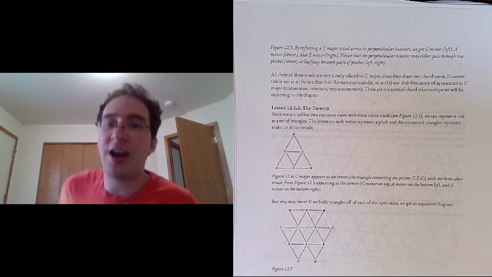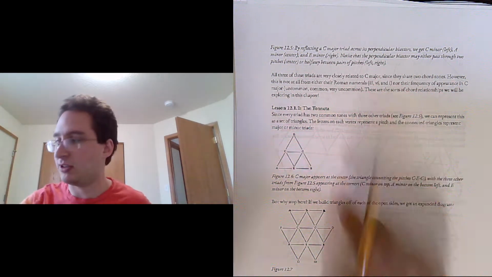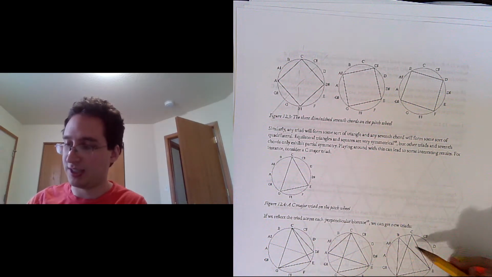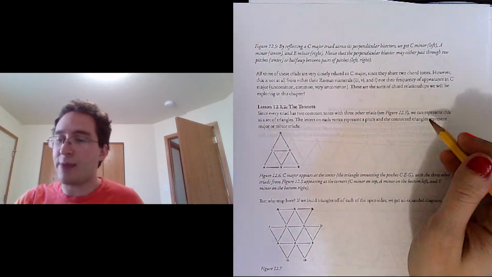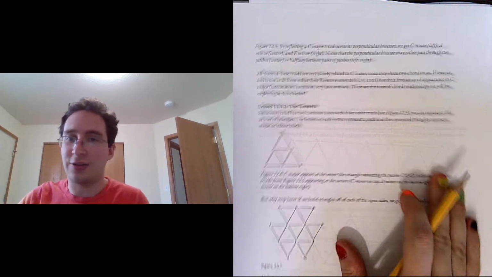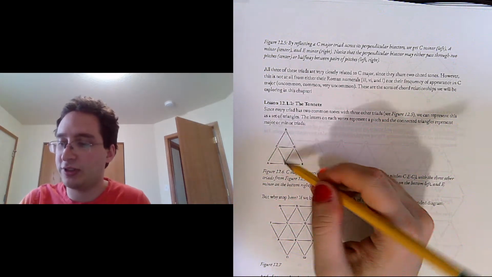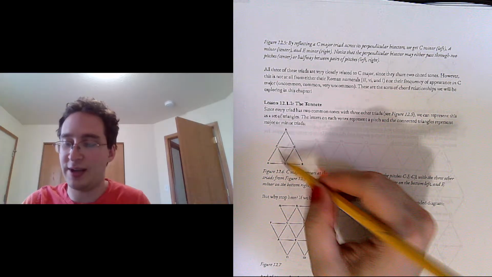So, since every triad has two common tones with three other triads, which is what we saw last time: two common tones C and G, two common tones C and E, two common tones E and G. We can represent this as triangles. So the letter on each vertex is a pitch, and the connected triangles are either going to be major or minor triads. So we have our C, E, G. We have our C major triad here.